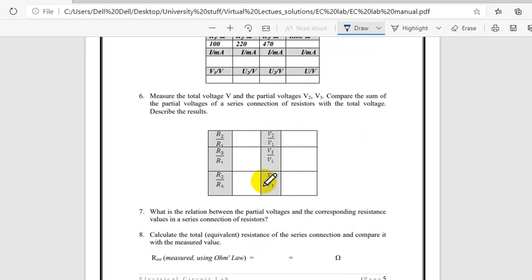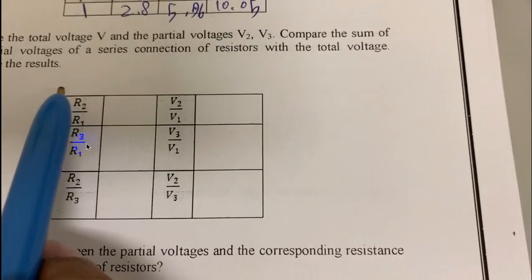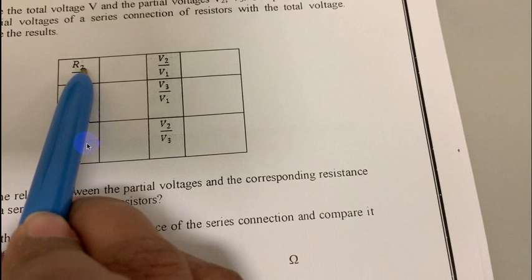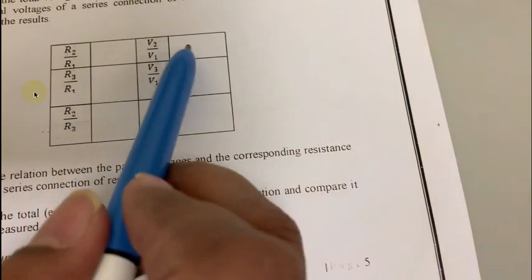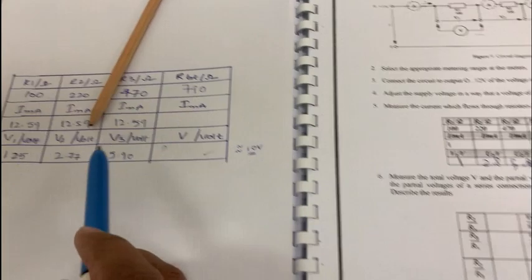Now simple, just calculate R2 by R1. What is R2 by R1 here? Let us see. What is R2? 100 is R1, 220 is R2, and 470 is R3. So just write R2 by R1, R3 by R1. Just take the values from here and do the calculation.